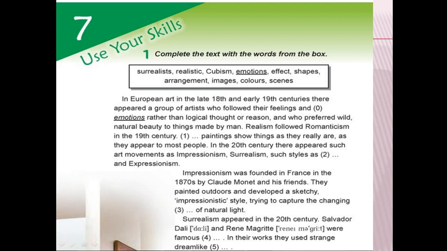Let's read the text. In European art, in the late 18th and early 19th centuries, there appeared a group of artists who followed their feelings and emotions rather than logical thought or reason, and who prefer wild, natural beauty to things made by man. Realism followed Romanticism in the 19th century. Paintings show things as they really are, as they appear to most people.